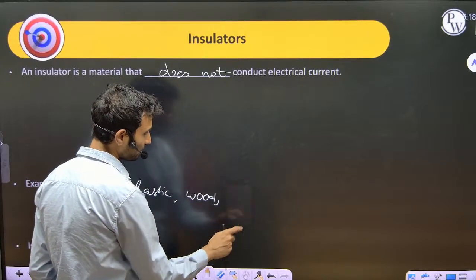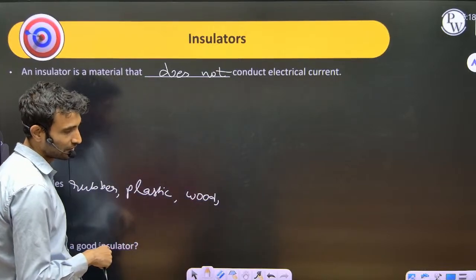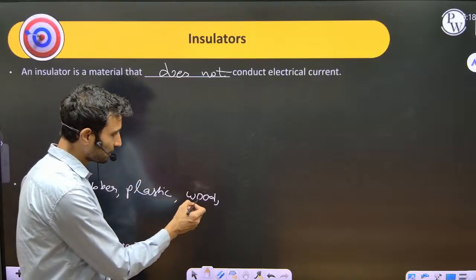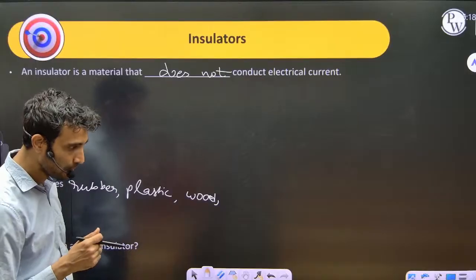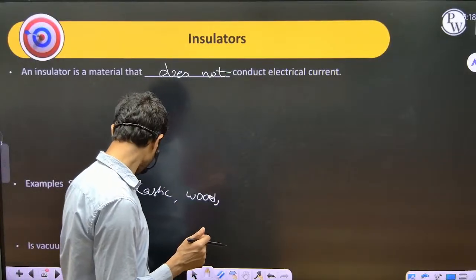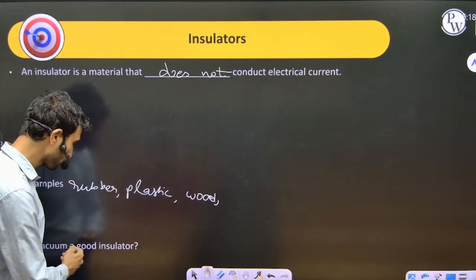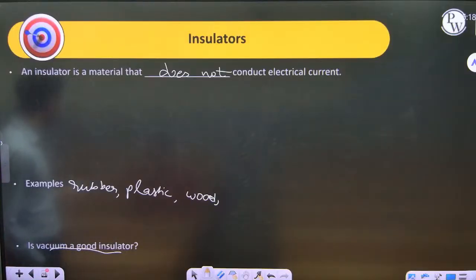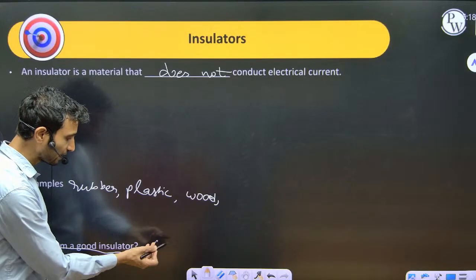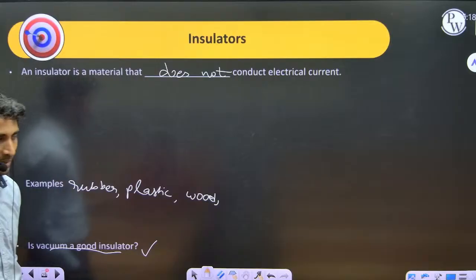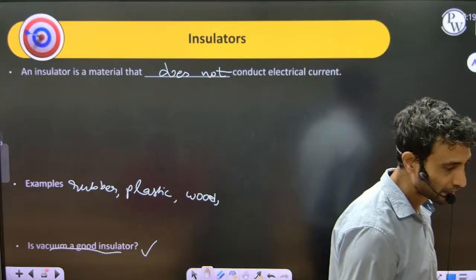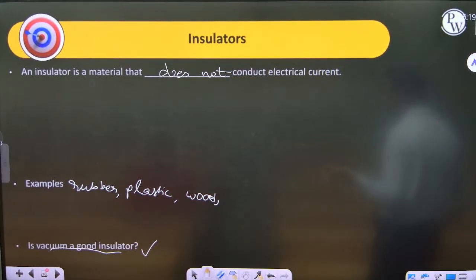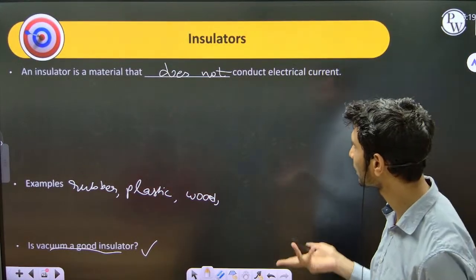That depends whether it is wet or not. Right, so we'll not take a contentious example. Let's take a simpler example. What else? What about vacuum? Is it a good insulator? Yes. Current doesn't flow through vacuum, right? It's blank. There's nothing there. And current needs something to flow through, right? So vacuum doesn't have that. So we can take down this example.